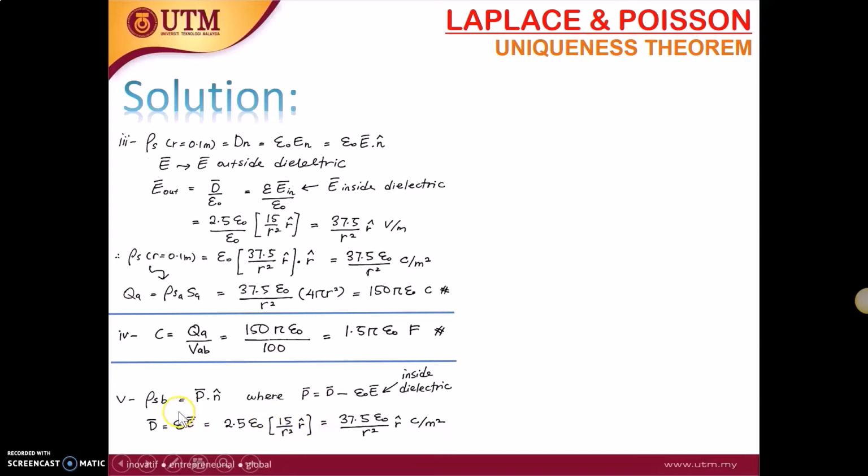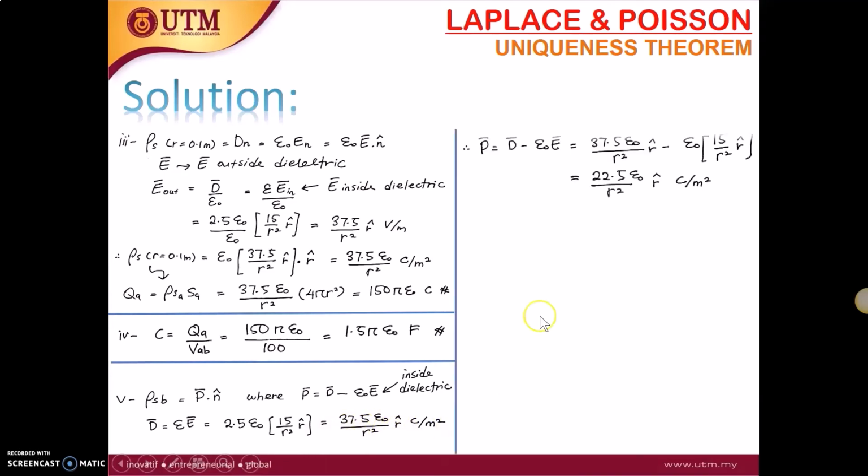So this is epsilon inside the dielectric and E inside the dielectric. Or you can use the epsilon outside the dielectric and the E outside the dielectric. So the D will be the same. And when solving this, you got equal to 37.5 epsilon naught divided by R square in direction of R. This is D. Therefore, the polarization equal to 37.5 epsilon naught divided by R square in direction of R minus epsilon naught 15 divided by R square in direction of R. So this is the final solution for your polarizations.